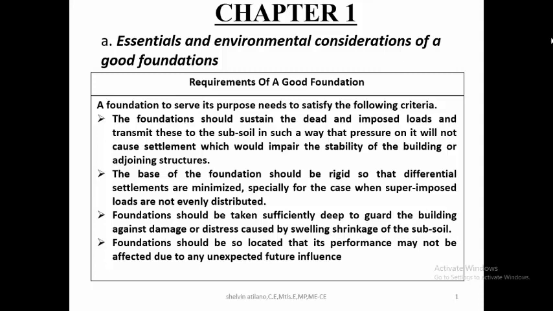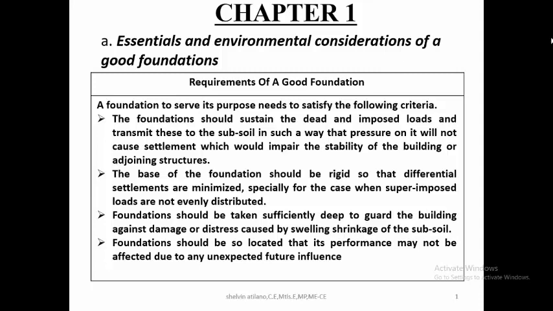Then the foundation should be so located that its performance may not be affected by unexpected future influence, meaning this is regarding the site location. Okay, for example, it will be difficult for us if the location of the foundation of the building is, let's say, sandy. Let's say the location is watery. Of course, in the future, there might be some unexpected failure that will affect the performance of the foundation.